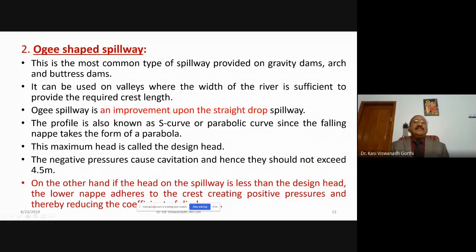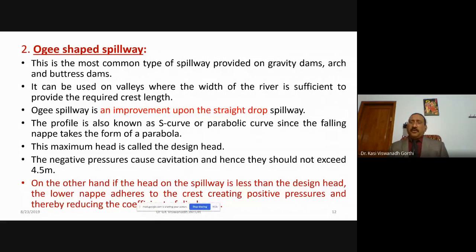The second spillway is the ogee shaped spillway. It is the most common type of spillway provided on gravity dams, arch dams, or buttress dams also. It can be used on valleys where the width of the river is sufficient to provide the required crest length. The width of the river must be sufficient to provide this crest length.